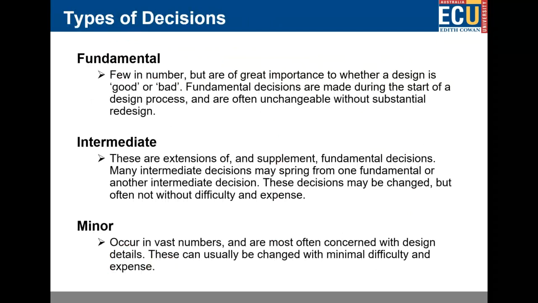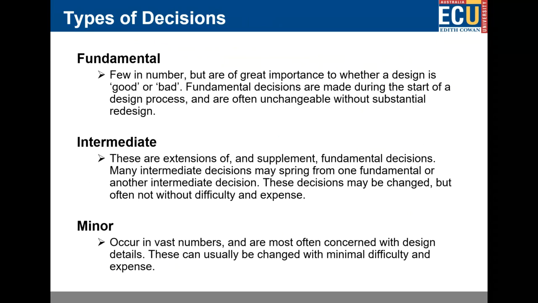So what type of decisions are there? Well, there's 3 main decisions: fundamental, intermediate, and minor decisions. Fundamental decisions are fewer in number, but these have huge importance. They really dictate if the design is going to be good or bad. Fundamental decisions are made at the start of a design process and are often unchangeable without substantial redesign. And we'll see the effects of that later.